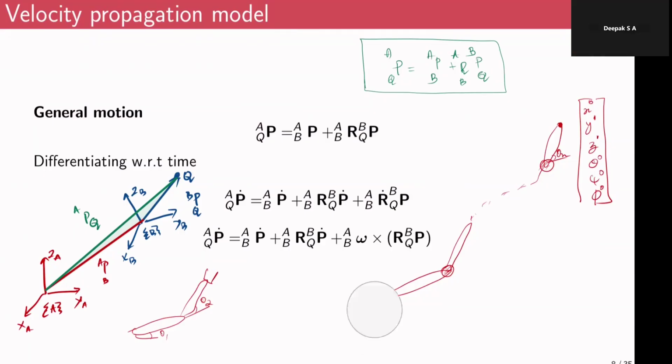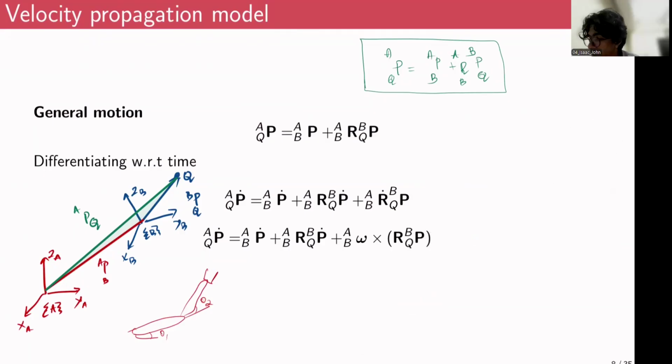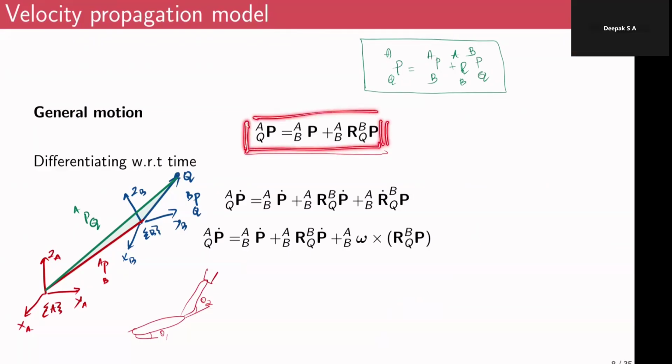All right. So now that we have established this simple vector addition, we can obtain the expression for velocities by taking the derivative of this expression, taking the derivative of this vector equation. So how would you do that?